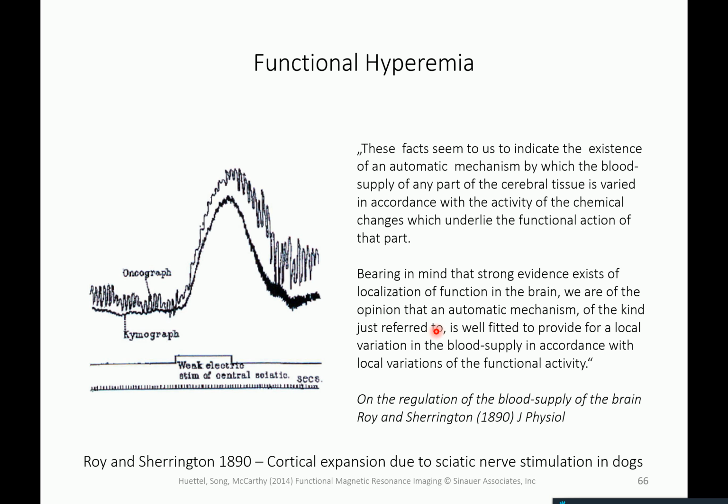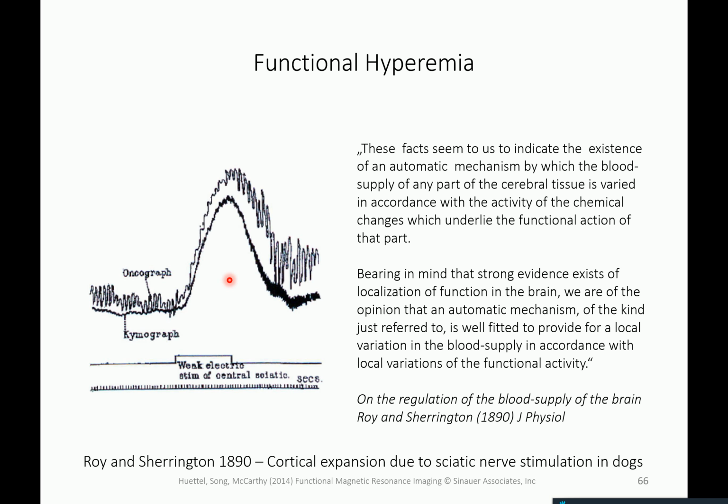So what else do they write? Bearing in mind that strong evidence exists of localization of function in the brain, we are of the opinion that the automatic mechanism of the kind just referred to is well fitted to provide for local variation in the blood supply in accordance with the local variations of the functional activity. And this is also, of course, very important because the experimental finding is not that the whole brain increases in terms of its blood supply, but only on a local level, although this is not really shown here because this only shows where something is increasing.